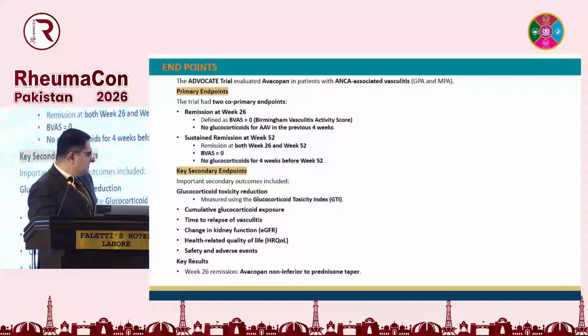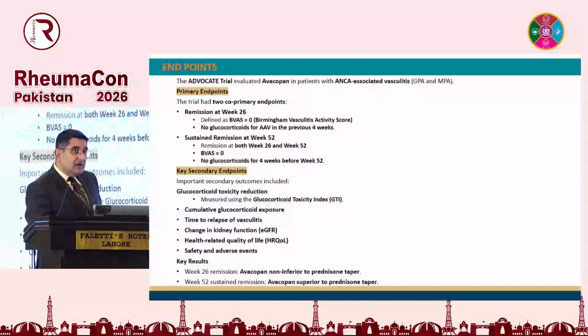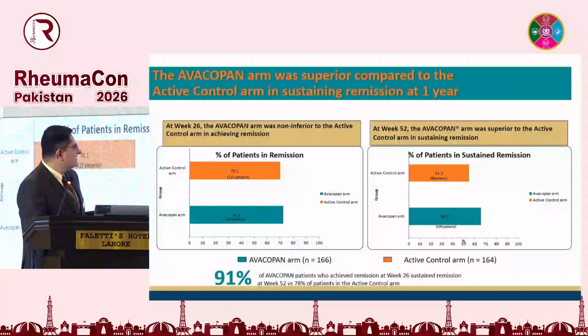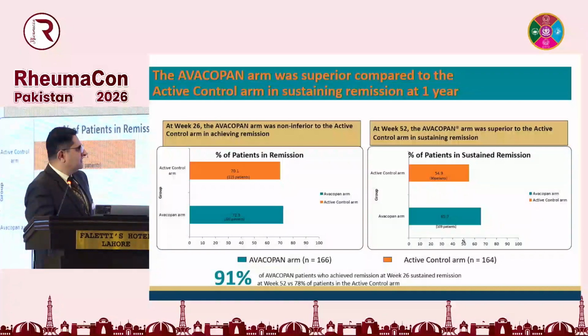And at week 26, it was evident that Avacopan was non-inferior to prednisolone, and it was superior at 52 weeks. We can see that at the 26th week the active control arm had 70.1 and this was 72.3, nearly no difference. So it was not inferior in causing relapse. And at 52 weeks, the difference even extends as compared to the conventional arm.